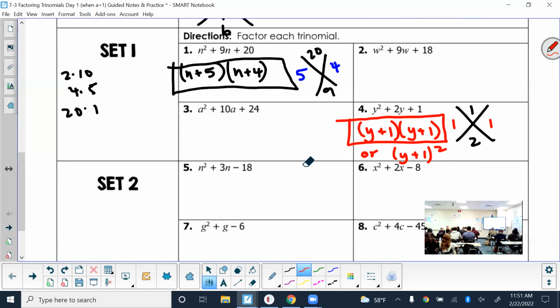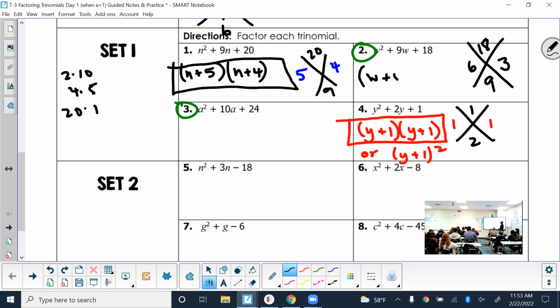All right, let's do, or actually I'll just have you try 2 and 3. So try 2 and 3 for a little bit, give you like 1 minute. All right, so for number 2, set up your diamond. What number goes on the top? What number goes on the bottom? Could I do 2 and 9? What numbers make the whole diamond work? 6 and 3. So you need numbers that multiply to 18, but at the same time add to 9. So your final answer would be W plus 6 times W plus 3.